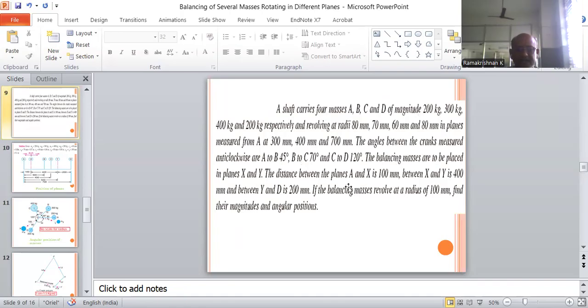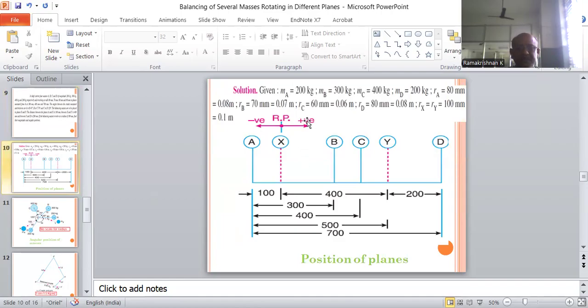So the idea is to fix the balancing masses in the planes X and Y. The radius of rotation is also given as 100 mm. Now our objective is to find the balancing masses, that is mx and my, because we keep the balancing masses in planes X and Y, and also their angular positions. Similarly, these are the data given.